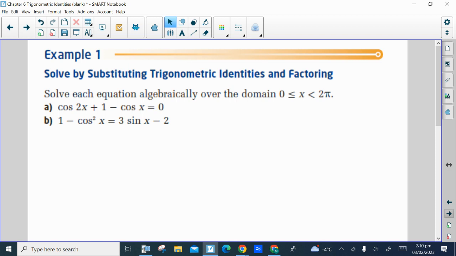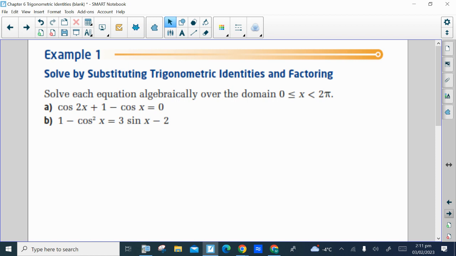So this says solve each equation algebraically, and notice the domain. That's really important that you look at what the domain is, because it tells you where you're going to look for your answers, but also tells you whether they need to be in degrees or radians. So this domain says that x is greater than or equal to 0, but only less than 2 pi. So you want to have all answers between 0 and 2 pi. 0 could be stated as a solution, but 2 pi wouldn't be, because it says x is less than 2 pi. Also, our answers have to be in radians, not degrees.